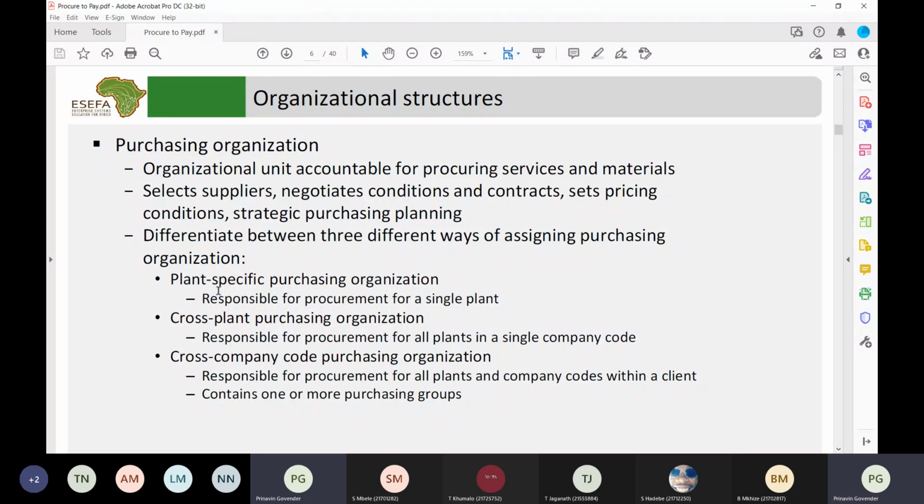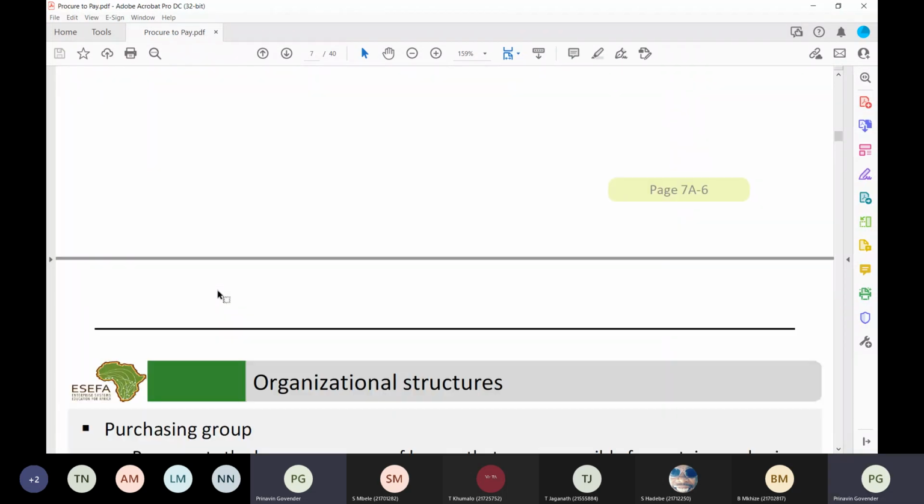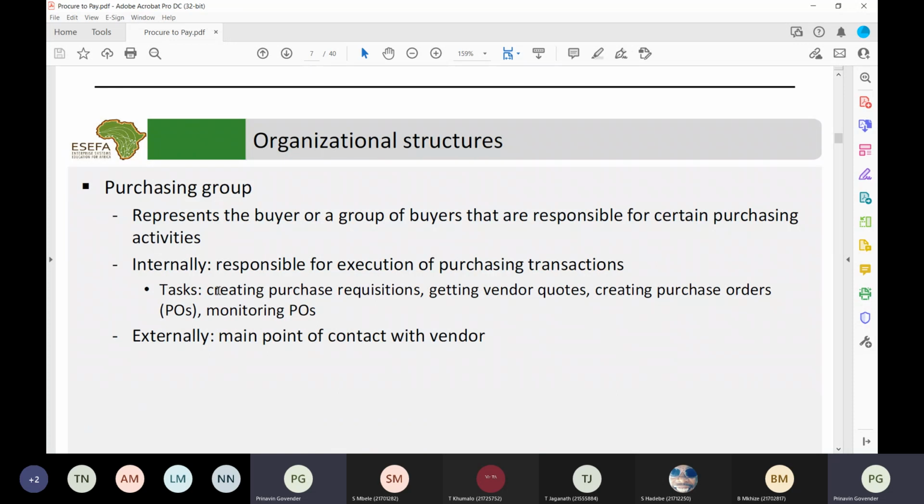Differentiate between the plant and the cross-plant. Now, this will make sense when you do more of the practical work, all right? Let's go on. The purchasing group represents the buyer or the group of buyers that are responsible for certain purchasing activities. Internally, we will do the purchase requisition. We will get the vendor quotes. We'll create a purchase order. We attempted this on Monday, where we entertained the idea of a purchase order, the PO number, right? We got that.